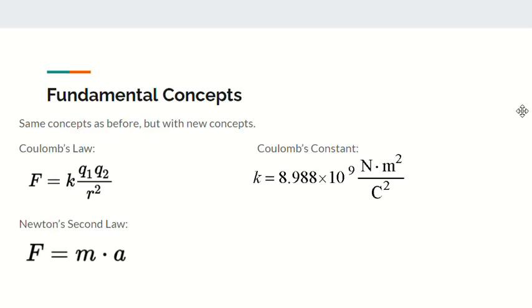Here are some of the fundamental concepts for the second part of the charge tape lab. It's pretty much the same. Coulomb's law: force equals Coulomb's constant times charge 1 times charge 2 over r squared. Force equals mass times acceleration, Newton's second law. Coulomb's constant, K, equals 8.988 times 10 to the 9th newton meters squared over coulomb squared.